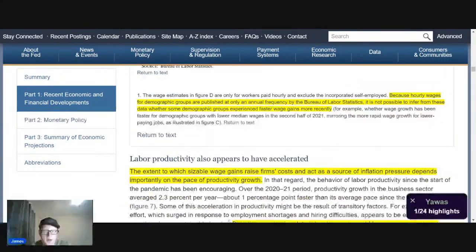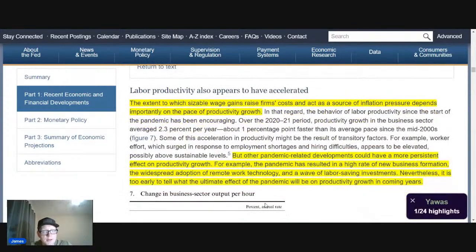Okay, so accelerations. The extent to which sizable wage gains raise firms' costs and act as a source of inflation pressure depends importantly on the pace of productivity growth. This goes back to what I was saying earlier, it's all about productivity. If you can't produce, you won't have a job because you'll get fired, because that's not a good investment for the business owner or your manager, whatever your structure happens to be.